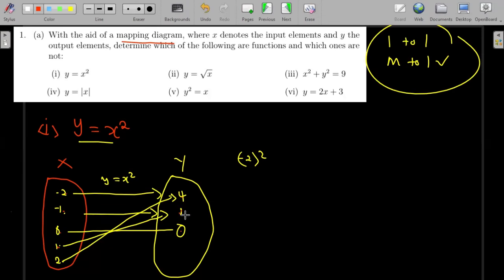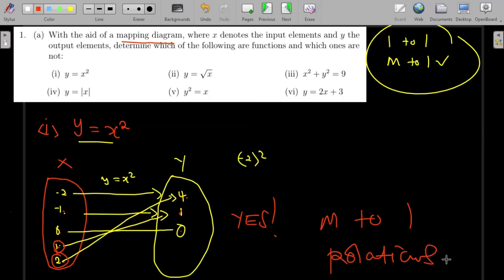They can be the same output, but we're just considering, if I am here, where is it mapped to? It just maps to the 1. If I'm here on 2, where is it mapped to? It's just mapped to the 4. So this one here, we're going to say yes. Based on this, we have a many to 1 relation, and we have discussed that it's a function. Any questions on the first one that we have done here?